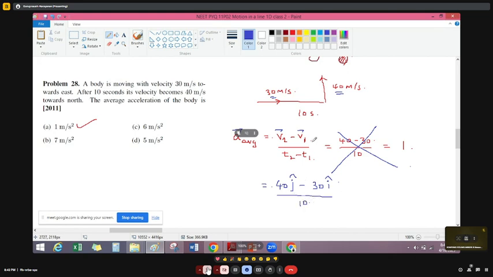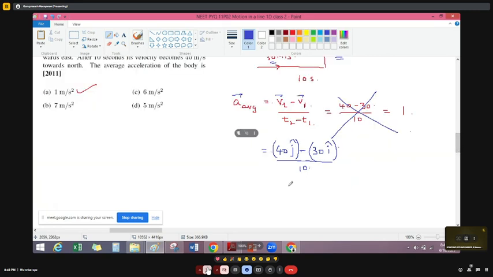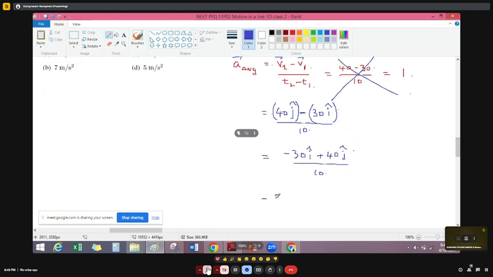Is there not a minus in this formula? Oh, sorry. So this is a vector, you are right. This is plus, but the formula is we are subtracting it, right? Vector subtraction. The time is 10 seconds. So that means it will be minus 30I plus 40J divided by 10. Of course, I can divide 10 here and here, so I'll get minus 3I plus 4J.